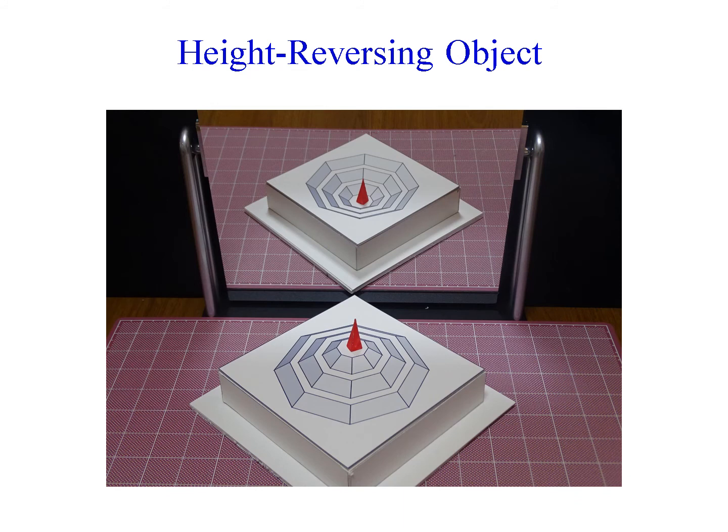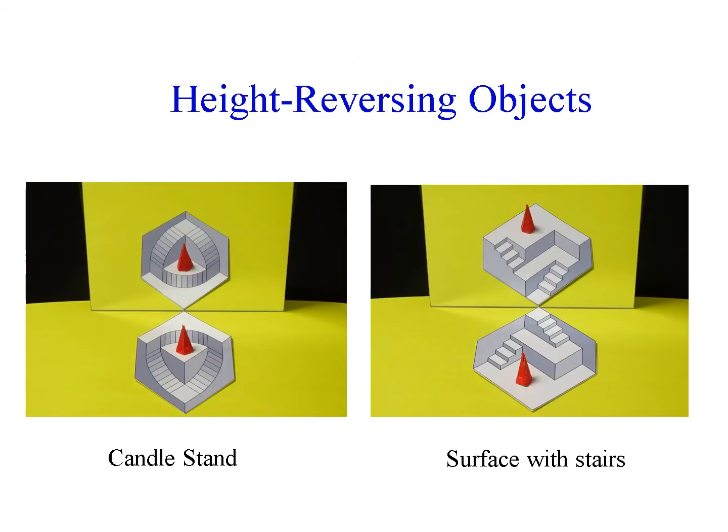This is an example. A picture of a convex surface is placed on top of a box, but in the mirror, the surface appears concave. The red cone is a real 3D object. It indicates the direction of the gravity, which makes the optical illusion stronger. Here are two more examples. The heights of the surface are reversed in the mirror. We call them height-reversing objects. They are the 8th class of impossible objects.